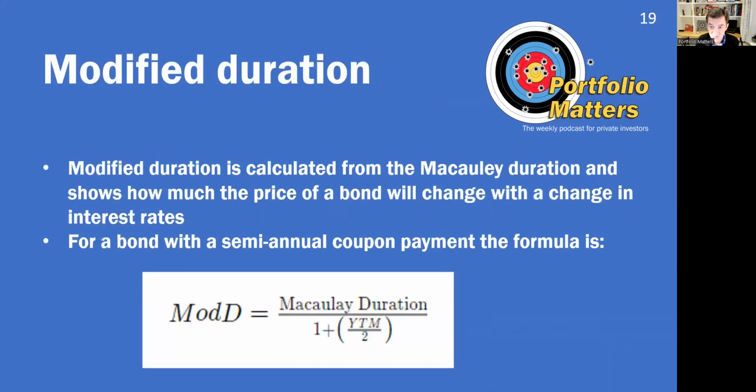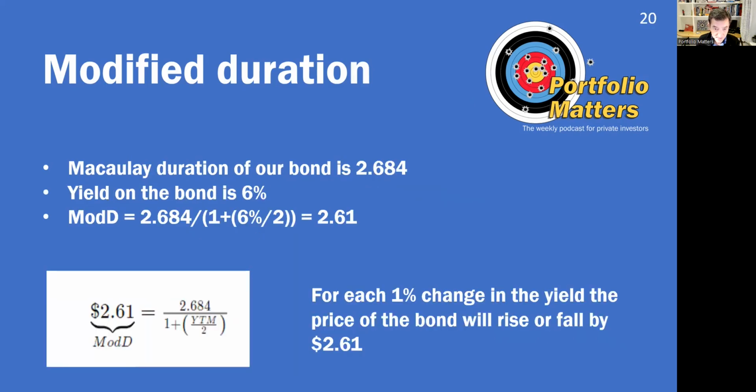Okay, moving on to modified duration, and that is derived from the Macaulay duration. Using this formula here for a bond with semi-annual coupon payments, and all UK gilts, for example, have semi-annual coupon payments. And we know that the Macaulay duration of our bond is 2.684. The yield on the bond is 6%. And so our modified duration is 2.61.